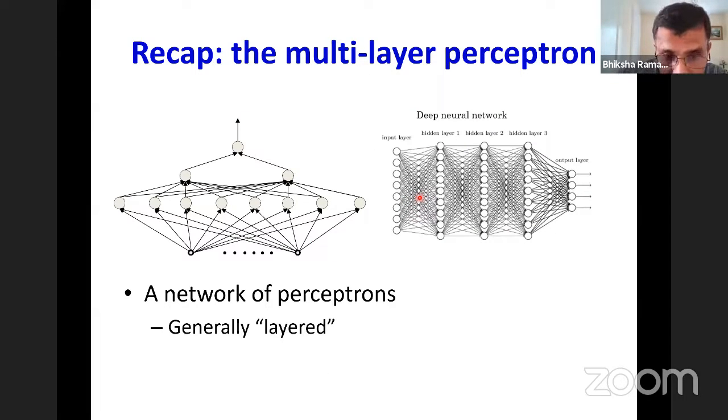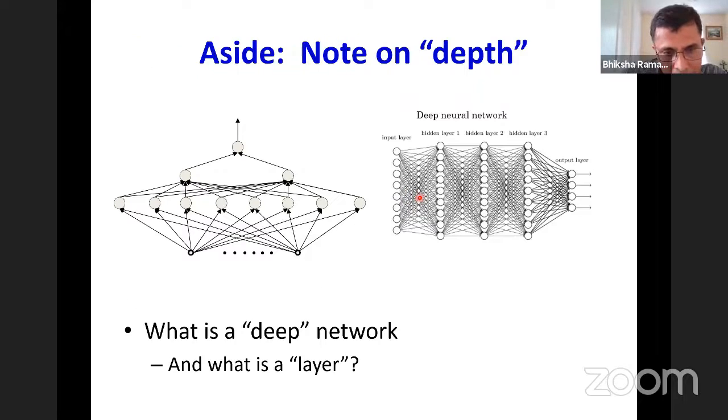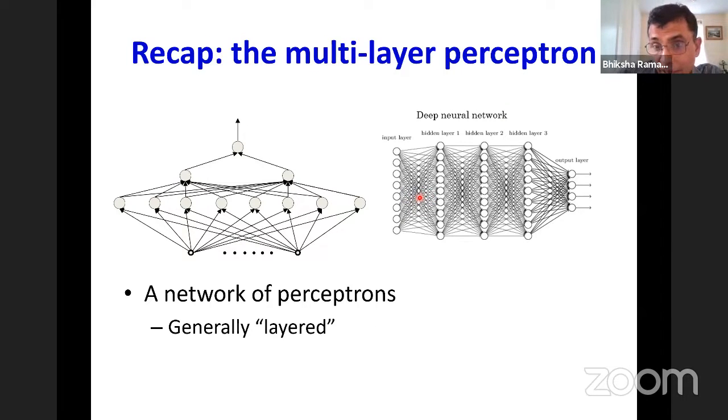The multi-layer perceptron is a network of such perceptrons, and it's generally layered. Now, when I say a multi-layer perceptron, and when I say generally layered, I've thrown a little bit of terminology at you, which is, what is a layer? What do I mean by a layer? Does anybody know the answer to that question? Anyone? How would you define a layer? Considering people seem to be listening. Yes, Shakil?